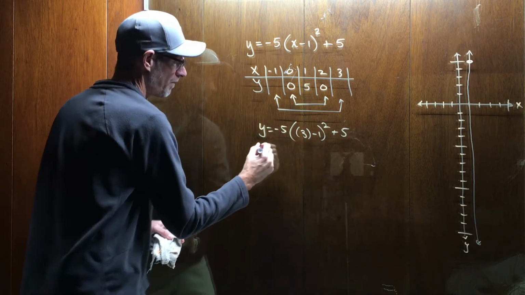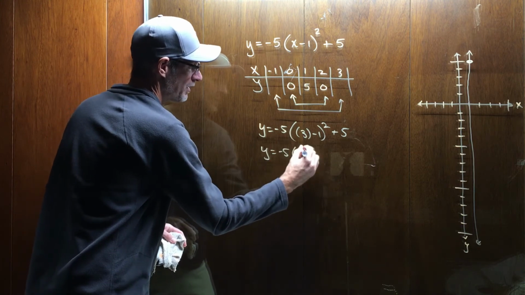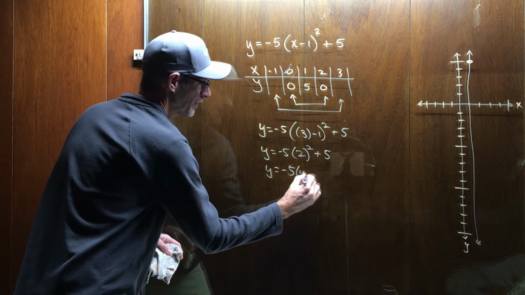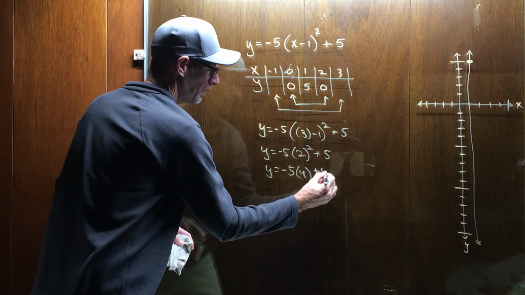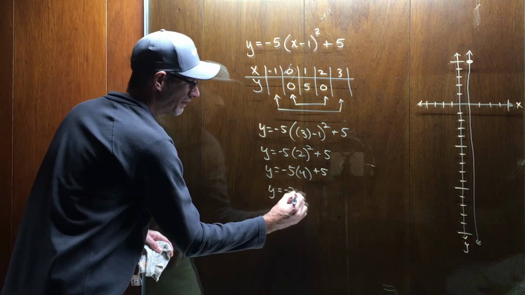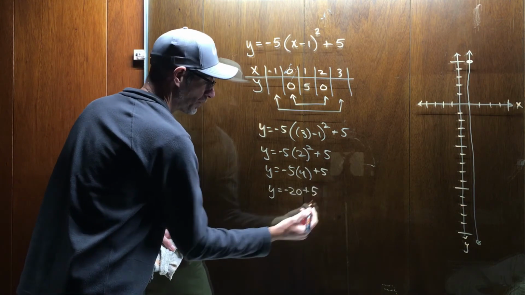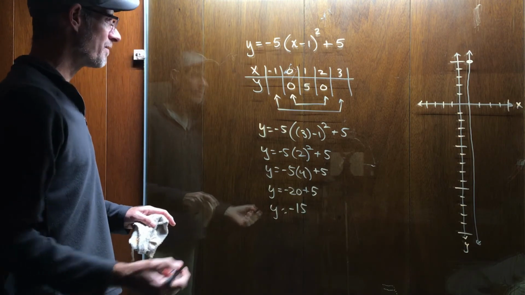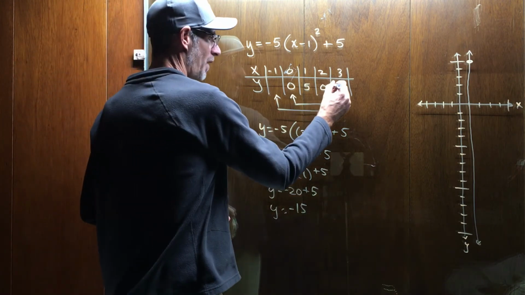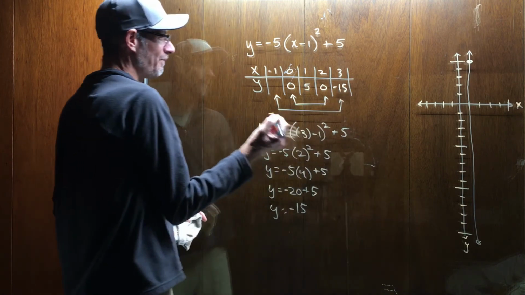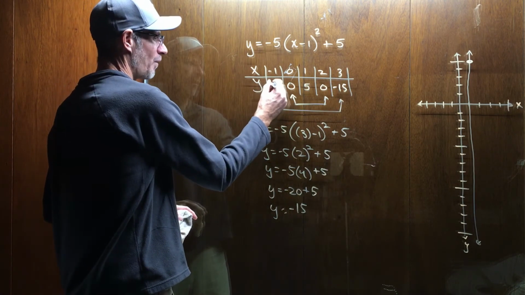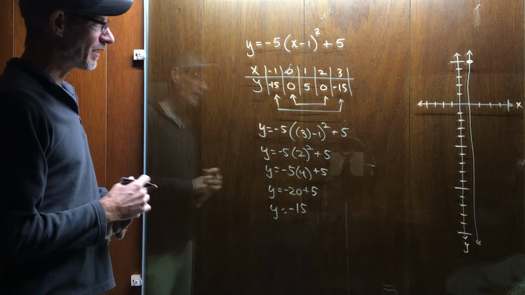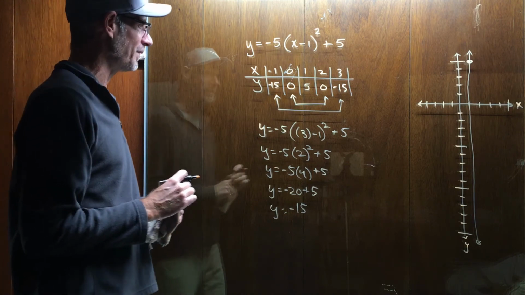I have to do the math problem inside the parentheses. So that'll be 2 squared plus 5. And then I have to do the exponents. So 2 squared is 4, and that'll give me -20 plus 5. -20 plus 5 is -15. So when my x value is 3, my y value is -15. When my x value is -1, my y value will be -15. So now if I plot those points on my graph, I'll be able to see what shape my parabola is.